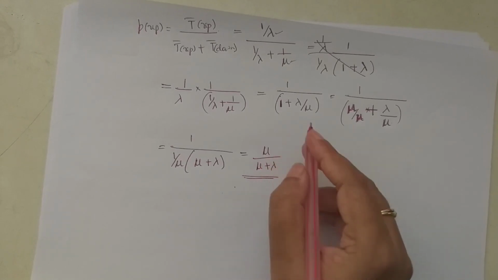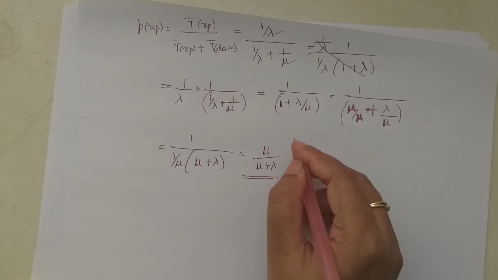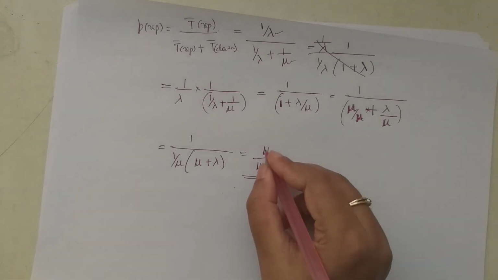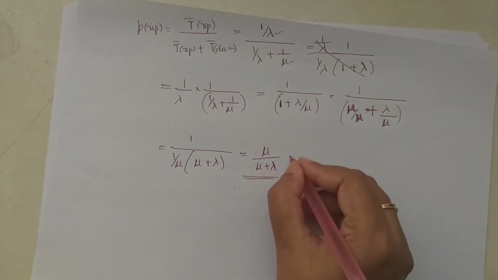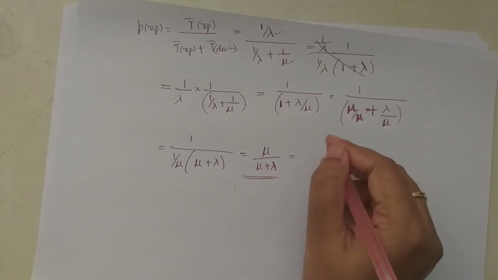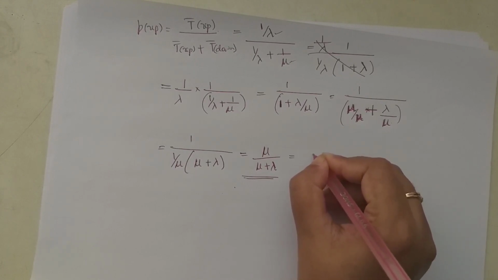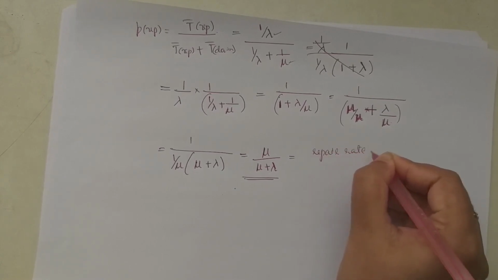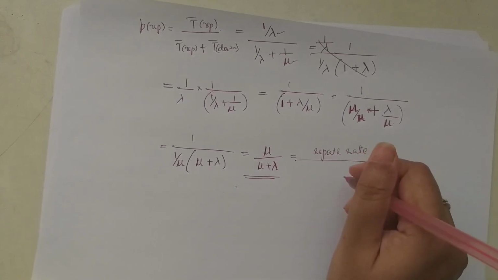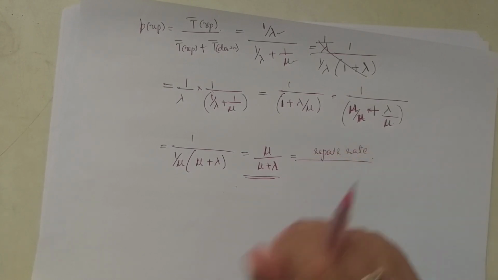So finally P up, the probability of unit being up, is mu divided by mu plus lambda, that is, it is a ratio of repair rate to the sum of repair rate plus failure rate.